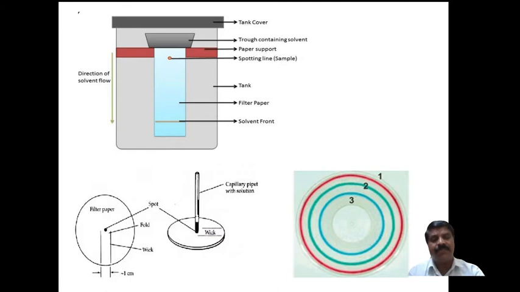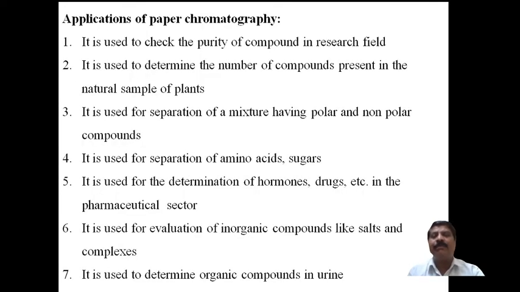Depending on partition differentiation and partition movement, they can be separated, each one separate like this, with different colors. If they are colored, they can be visualized as spots like circles. This belongs to radial or disc chromatography, a type of paper chromatography. Now coming to the applications of paper chromatography.